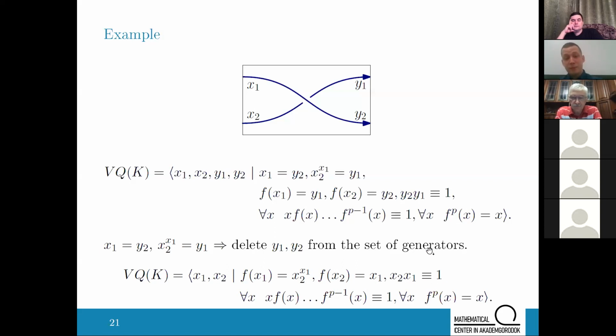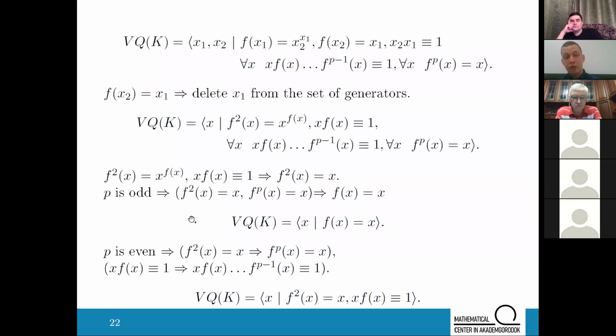And then of course I can delete more. So here, for example, f of x2 is equal to x1, I can delete x1 from the set of generators, and I did all of it and got that if p is odd, I have this virtual quandle, and if p is even, I have this virtual quandle. It's just calculations written here. So I need to look at this a bit more. I hope that I made something more clear, or if you want, I can give more details.